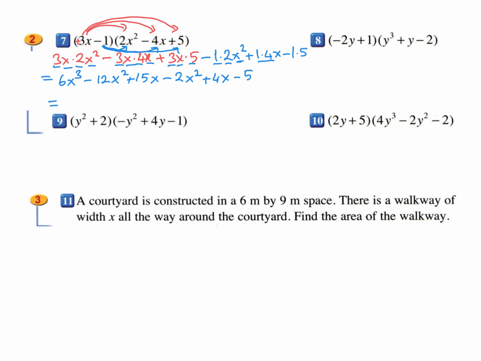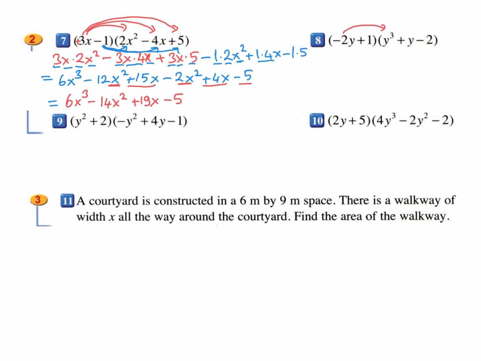And let's see the like terms. Is there any other 6x cube? No, I will just copy this 6x cube. Let's write here 6x cube. And the next part, x squared, be careful, 12x squared and 2x squared, they are both negative, negative 12x squared, negative 2x squared, total it is negative 14x squared will be, and plus 15x plus 4x, totally it is 19x. And when you underline that, you will see we didn't use minus 5, so I will just write minus 5 here. Let's see the next one.